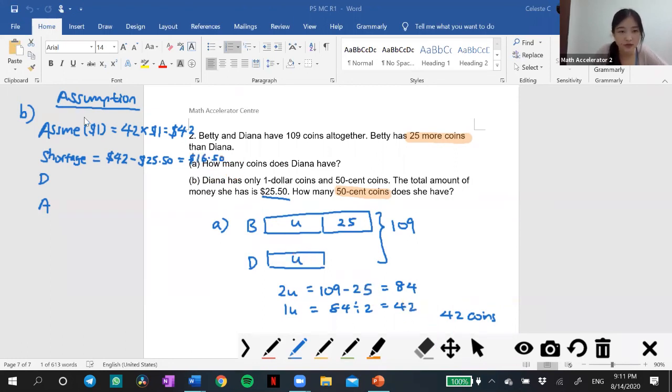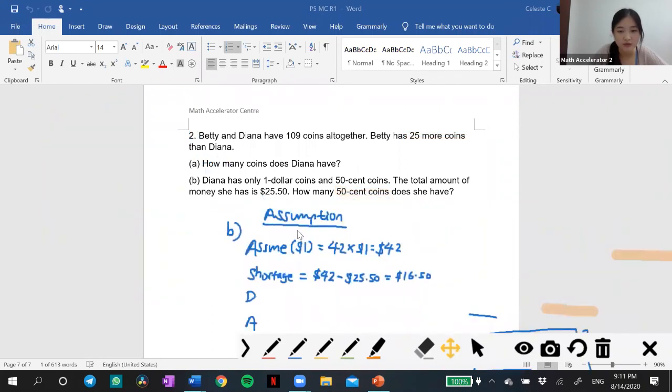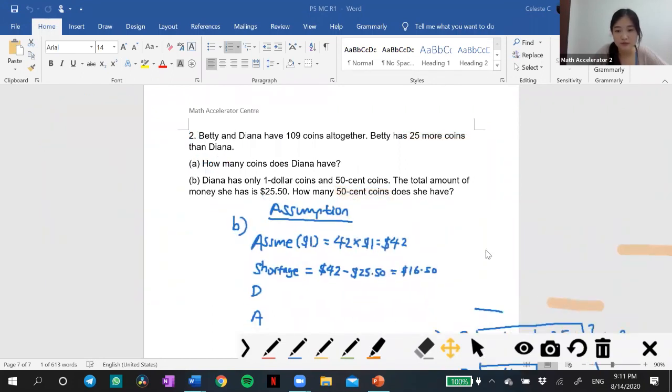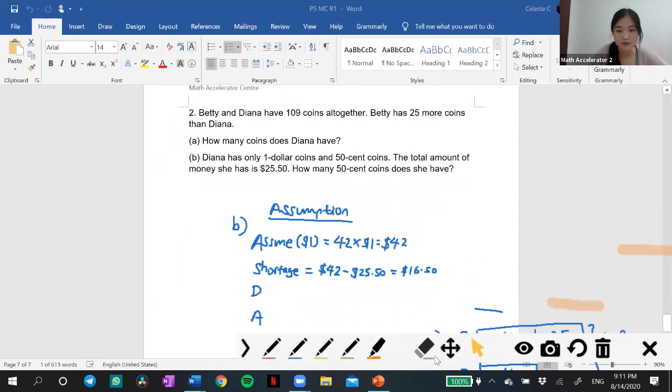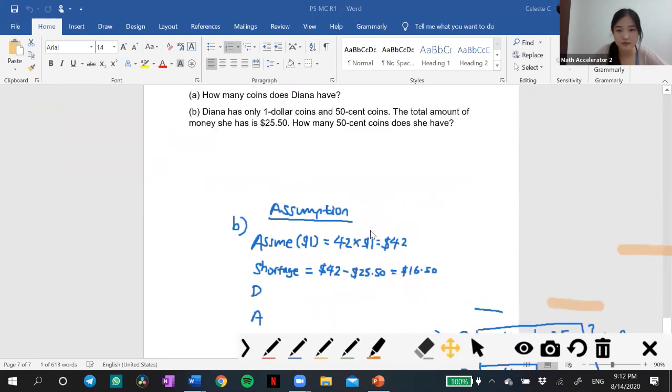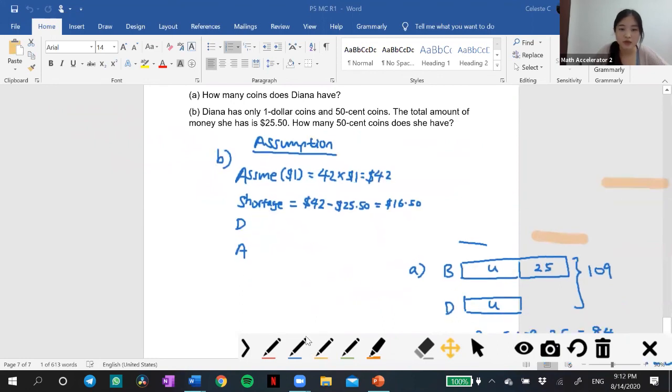Can you see? Let me shift it. Y'all don't need part A already, right? Let me shift it down. Then moving on to D is the difference. So what is difference? It is the difference between the two items that we're working with, which is your $1 and your 50 cents. So take your $1 minus your 50 cents. That would be 50 cents.